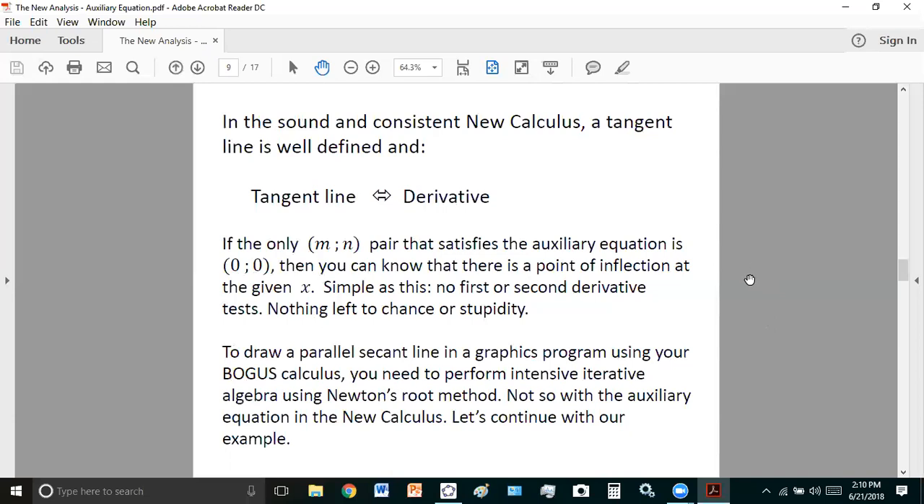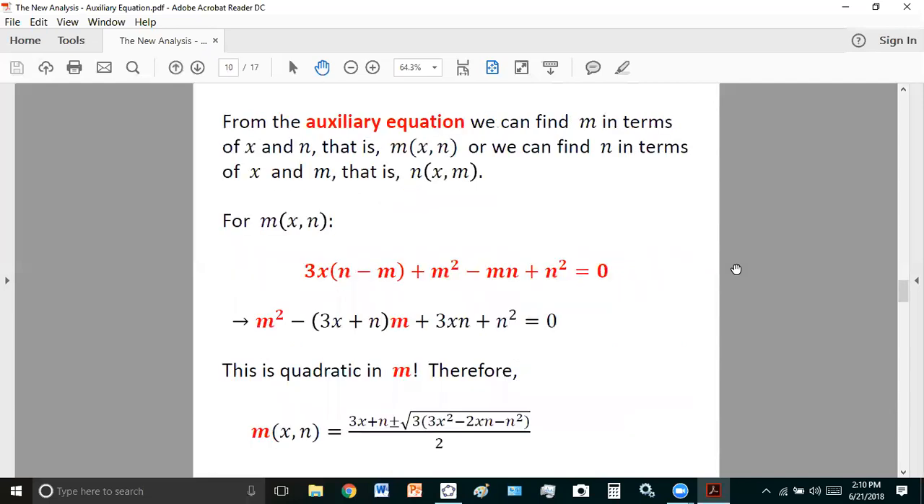Now, to draw a parallel secant line in a graphics program using your bogus calculus, you need to perform intensive iterative algebra with special algorithms, and I mentioned one, Newton's root algorithm, or something like the Durand-Kerner, etc. I don't really care which iterative method you use, but there are many. Not so with the auxiliary equation in the new calculus. Let's continue with our example.